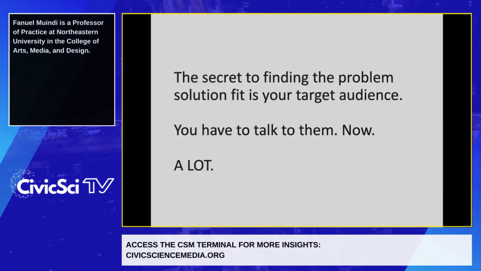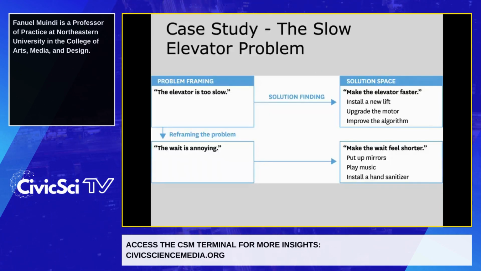So the secret to finding the problem solution fit is your target audience. They're right there. And we fail to talk to them. I don't know why. Maybe we're scared they'll tell us something that derails our whole idea. Yes, better that they do that now, okay, while you're setting things up. You have to talk to them. You got to talk to them now and a lot, okay?